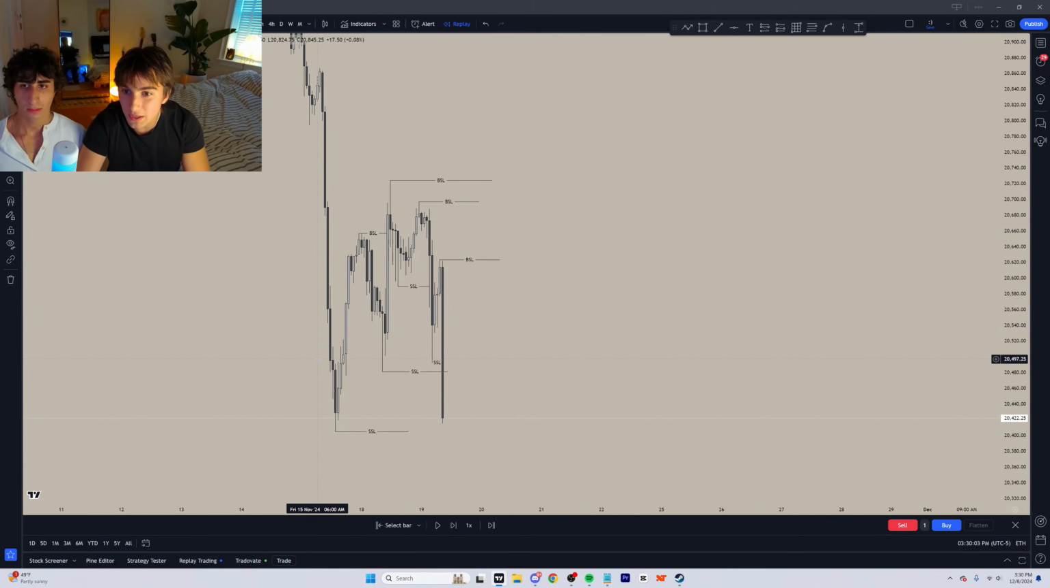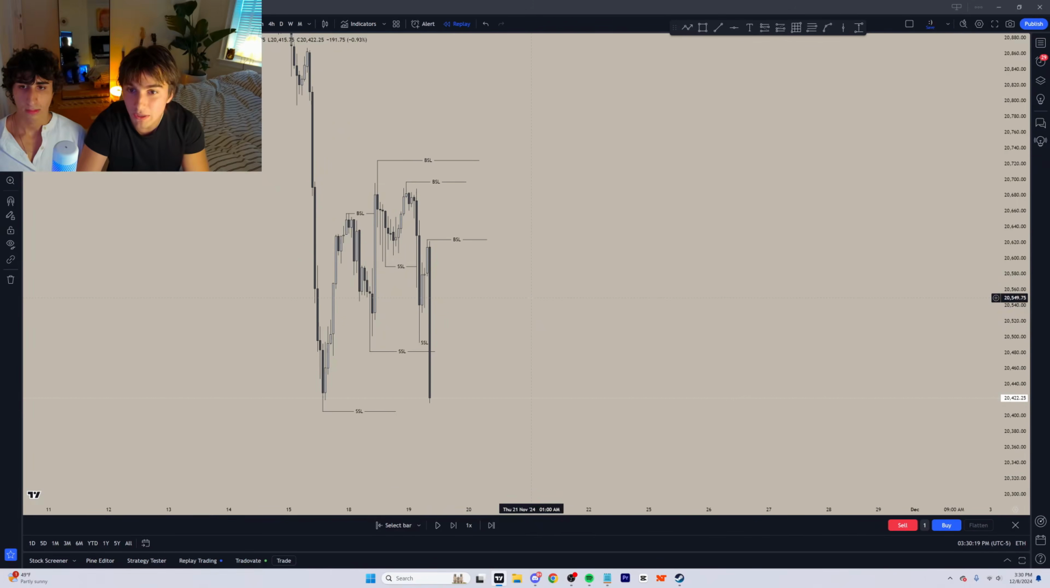So as you can see now, right, there's a sequence of buy side and sell side being generated. We had this sell side, we had this buy side. We create a new swing low, sell side, new swing high, buy side, new swing low, sell side, new swing high, buy side, new swing low, sell side, new swing high, buy side.